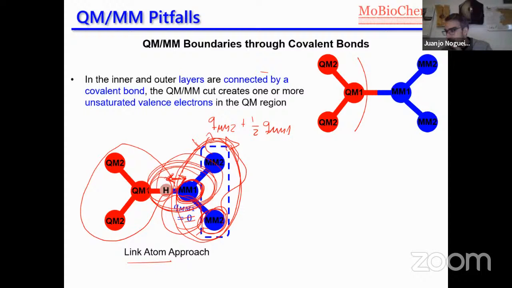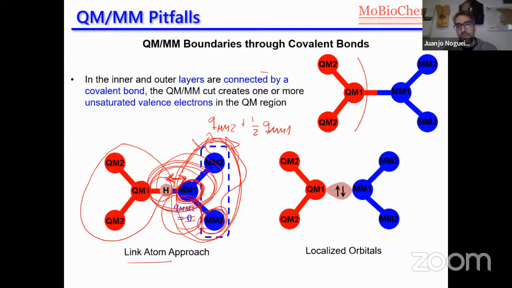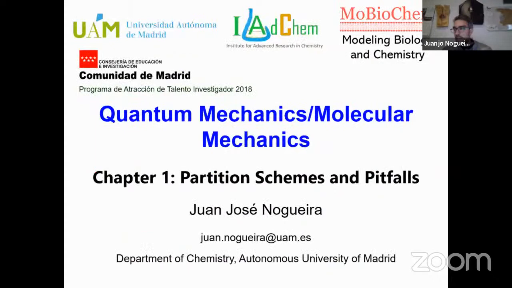Okay. There are other approximations like localized orbitals, where instead of introducing a hydrogen atom, we can introduce a molecular orbital with two electrons in order to saturate the QM1 atom. So this approximation is called localized orbitals. Okay, so I think that's it regarding QM/MM. We have seen the most important things. Of course, you can now read many things in books and papers because there are many details that I didn't mention. For example, for excited states, we should consider also some additional terms, like the response of the solvent after the excitation and so on. But with this general introduction, I think now you are somehow ready to read more things about QM/MM.